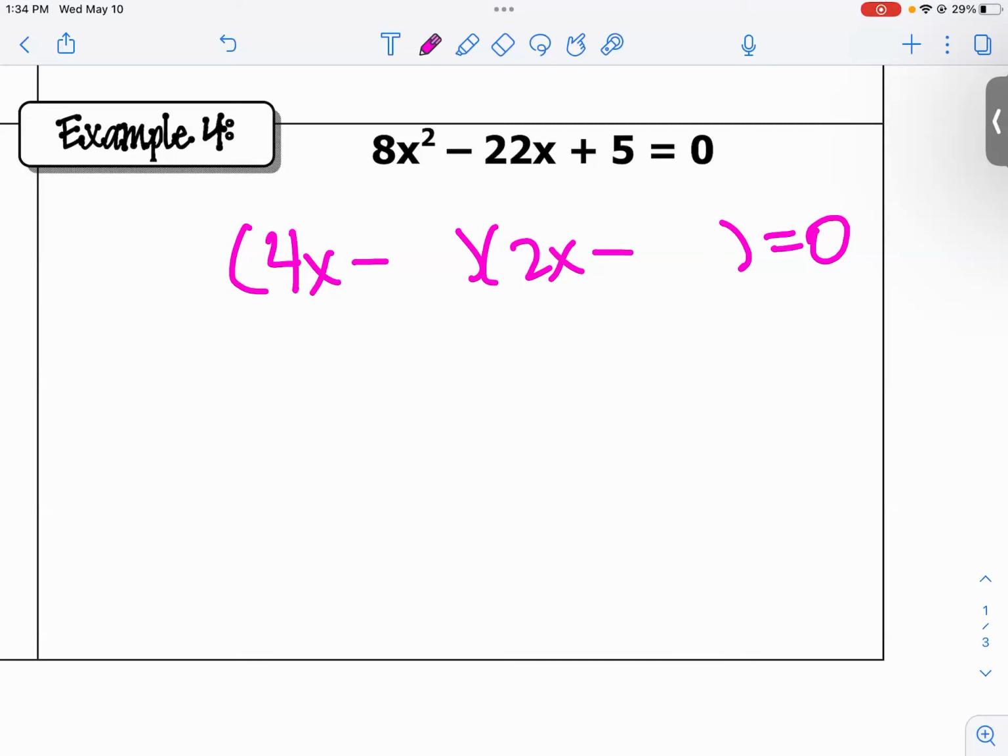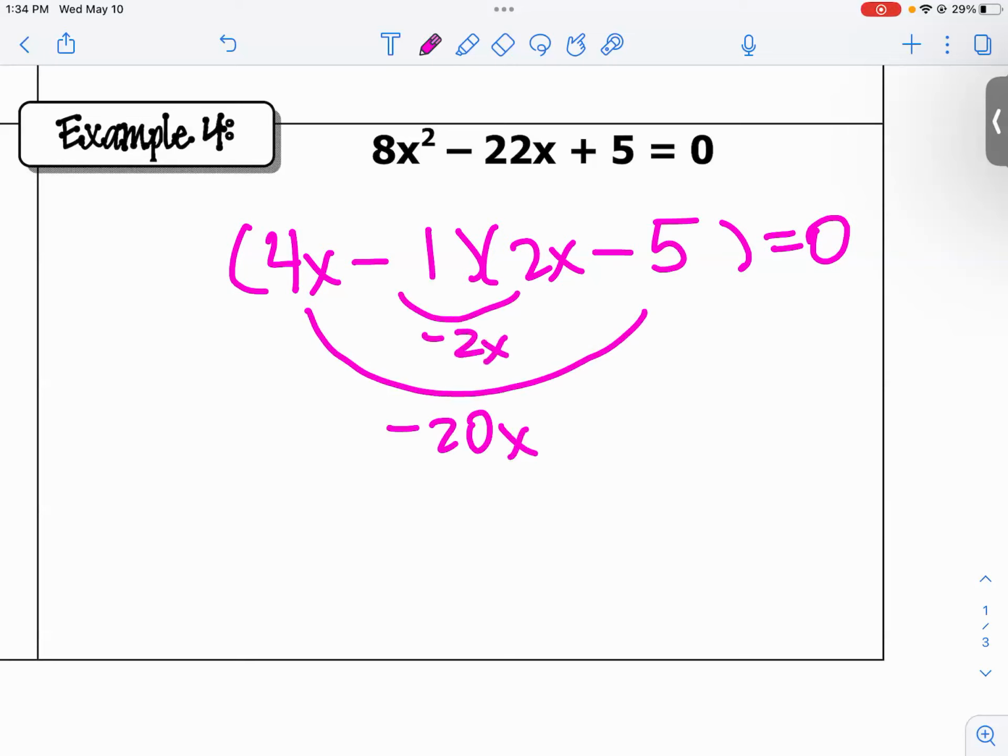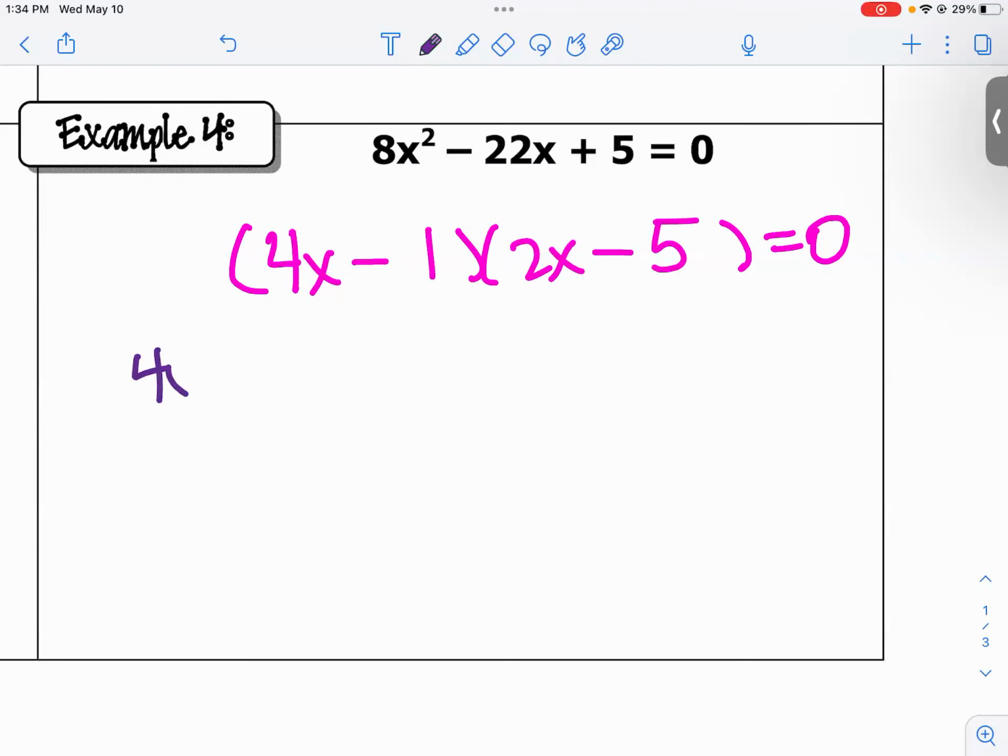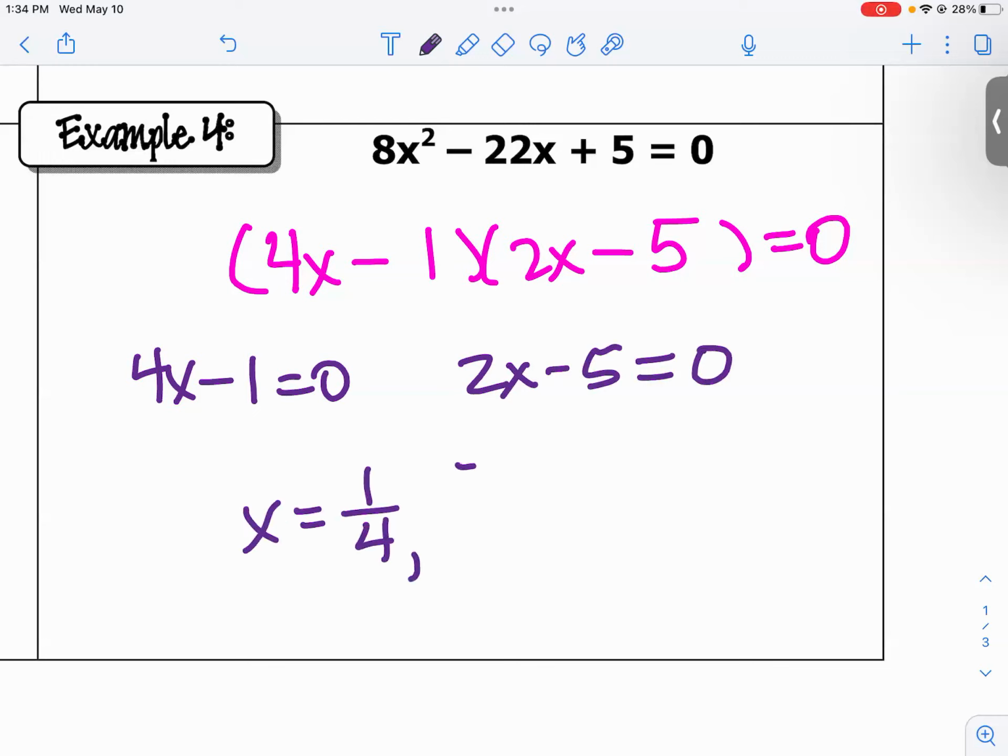Does the 5 need to multiply to the 2 or the 4? 2. 2 times 4 is negative 20x. Negative 1 times 2 is negative 2x. There it is. If 4x plus 1 equals 0 and 2x minus 5 equals 0, then we add 1 and divide by 4, add 5 and divide by 2. There they are.